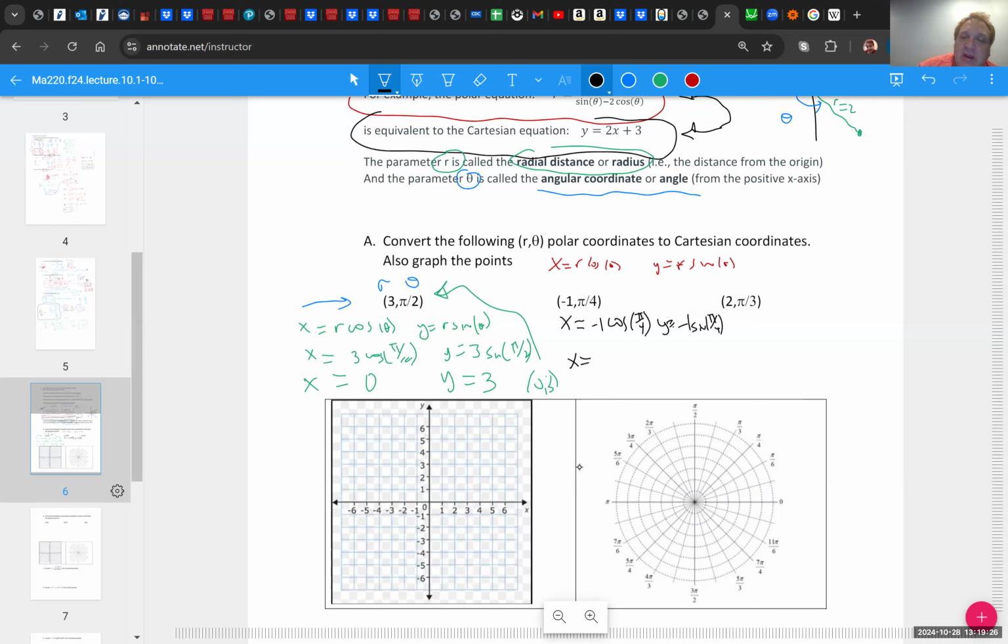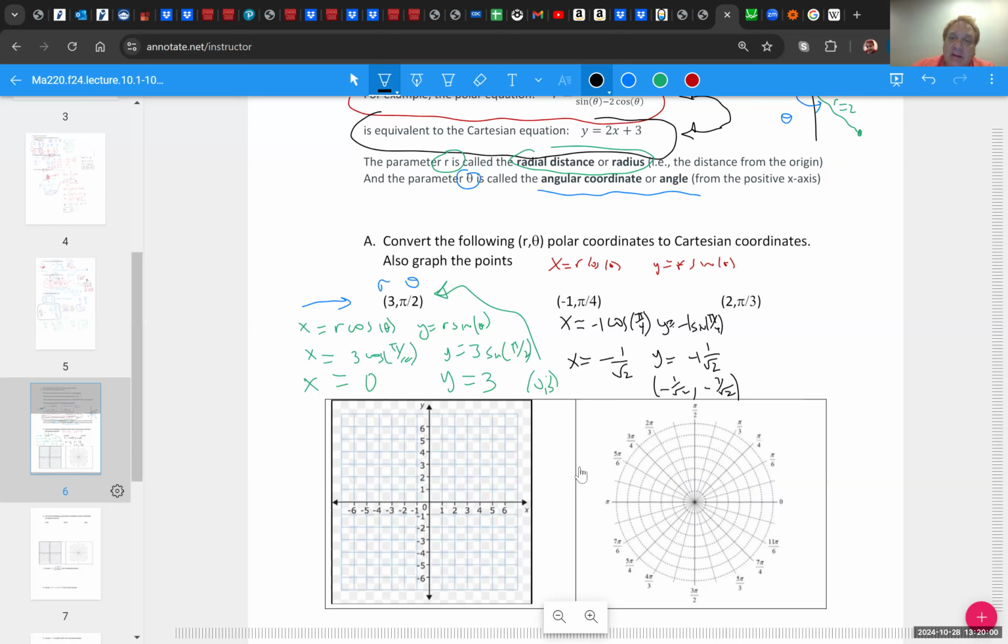So x is equal to -1 times 1 over root 2, or root 2 over 2. And y is equal to, well, the same thing, -1 times sine pi over 4. Sine pi over 4 is also 1 over root 2. So we get our xy coordinate of -1 over root 2, comma, -1 over root 2. So that's the point -1, comma, pi over 4. So the r value is -1, and the theta value is pi over 4.